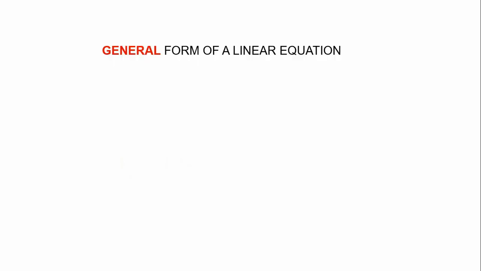This video goes along with the PowerPoint that I've sent you for the general form of a linear equation. So let's have a look. There's the general form. The A, B and C are numbers and it must equal 0 on the right hand side.